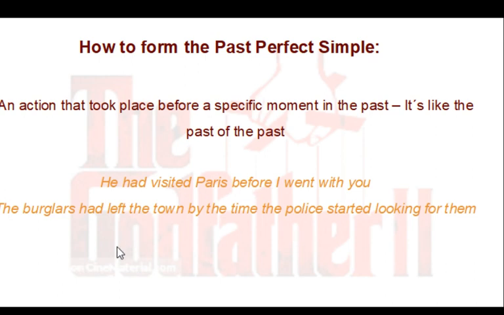So in the moment when the police started looking for these criminals, they were already gone. So this action, them going away, leaving, running away, had already taken place. It was an action that was already finished by the time the police were starting this other action. I hope it's clear. We're going to try to clarify it and practice it with exercises.